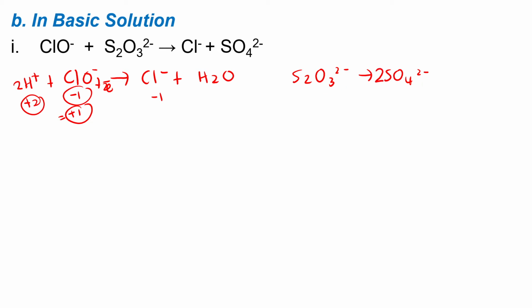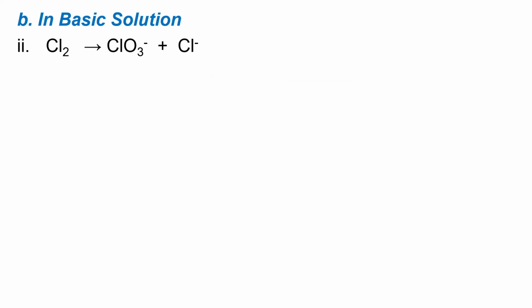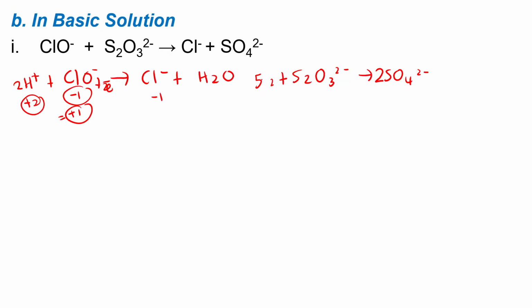So here 2S, 1S. So add 2. Okay, then we have 8 oxygen. Sorry, here we have 3 oxygen. So we add 5H2O. 5 times plus 3, 8 oxygen. Then we have extra 10 hydrogen. So we add 10H plus. So balance for, okay, 10 to 8.